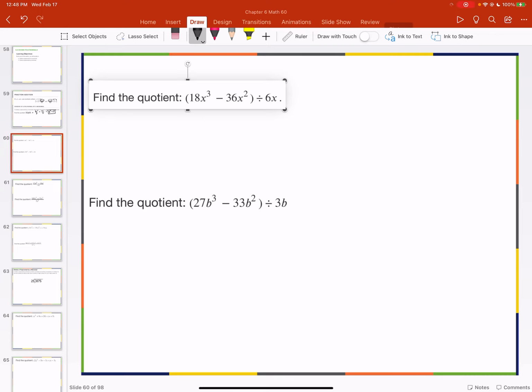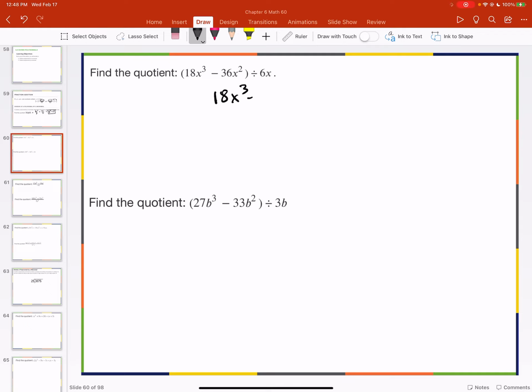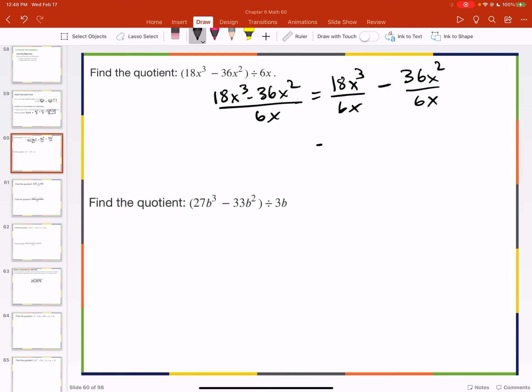So here we have 18x cubed minus 36x squared divided by 6x. So let's rewrite that: 18x cubed over 6x minus 36x squared over 6x. And then that reduces to become 3x squared, right? 6 goes into 18 3 times. X goes into here twice, 3 minus 1 is 2, you subtract exponents. And then 6 divides into 36 6 times, and when you divide x squared by x, you lose 1, so 2 minus 1 is 1, giving 6x.